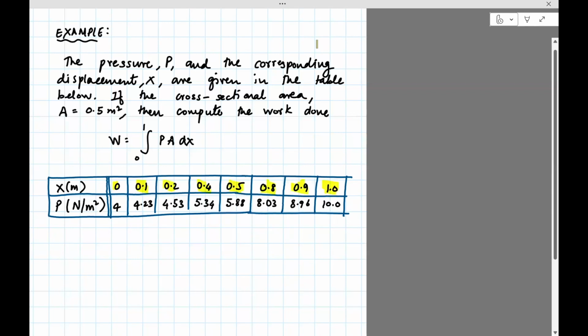The problem is that you're not allowed to choose X. It's been given to you. You'll see that the grid is not uniform. So we have 0, 0.1, 0.2, which is all a grid size of 0.1. Then it goes from 0.2 to 0.4, it jumps by 0.2. Then it again goes in increments of 0.1, and then it jumps by 0.3. And then 0.8 to 0.9 is just 0.1, and then again 0.1. So we see that the grid is not uniform.